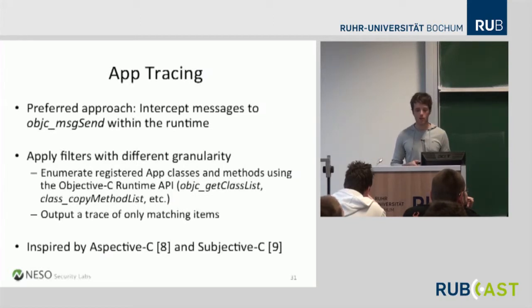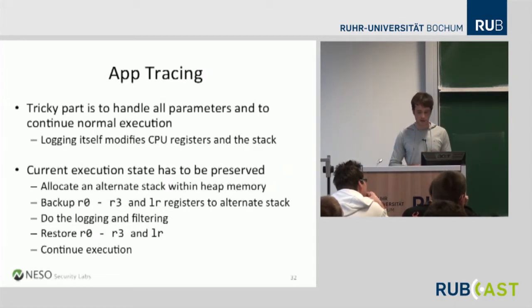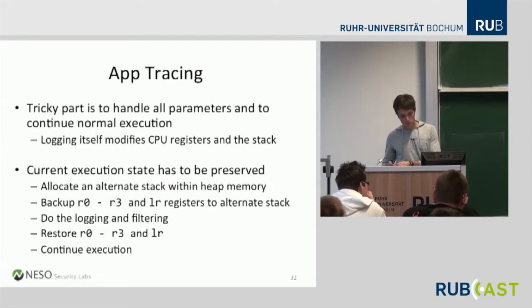The tricky part is to handle all parameters and to continue normal execution, as we are intercepting in a very sensitive part, when a message should be passed to an object. And it's very important to keep the CPU registers, and logging itself would modify the CPU registers again. So the solution for this is to preserve the current execution state. We allocate some alternate stack within heap memory and back up all the important registers from R0 to R3 and the link register to an alternate stack. Then we can use the CPU to do all the logging and filtering activities. And after logging, we just have to restore the original CPU registers and we can continue execution. Doing so, no arguments will be lost, although we intercept at a very sensitive point.